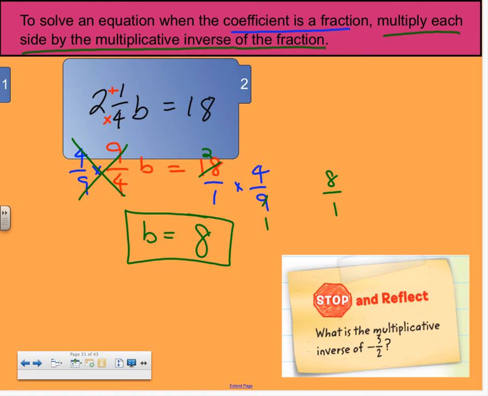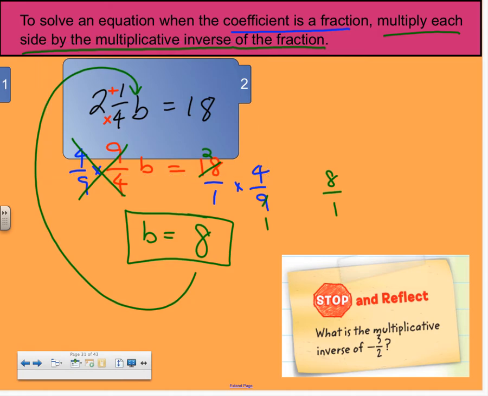And then once again, if I throw this back into here, I know that 8 times 2 and a fourth should equal 18, which it does. 8 times 2 is 16. 1/4 of 8 is 2. 16 plus 2 does equal 18. So we're good. Are there any questions?